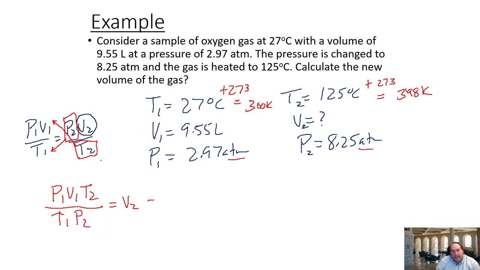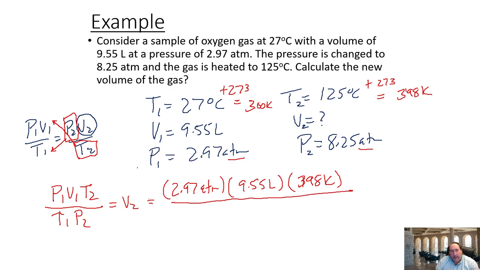We're going to put our numbers in. Again, we want to make sure that we put everybody in the correct location. So P1 first, 2.97 atmospheres. V1, 9.55 liters. T2 up on top, 398 Kelvin. T1 on the bottom, 300 Kelvin. And lastly, P2, which is 8.25 atmospheres.